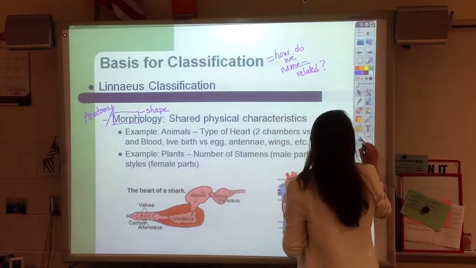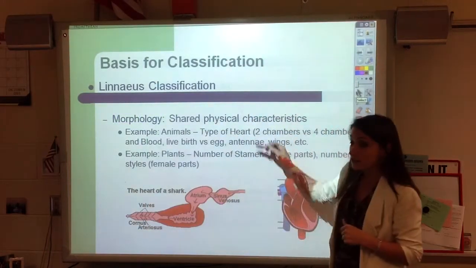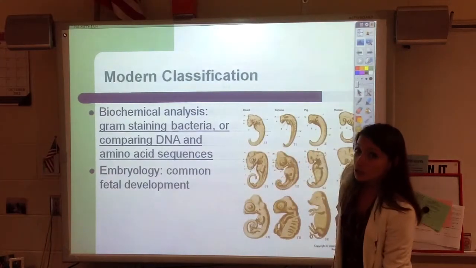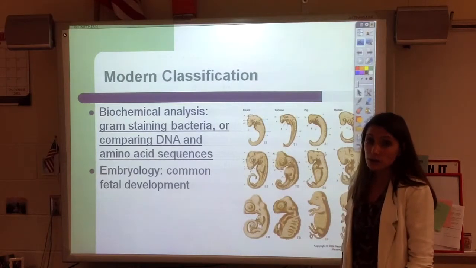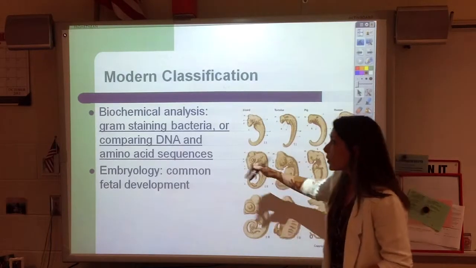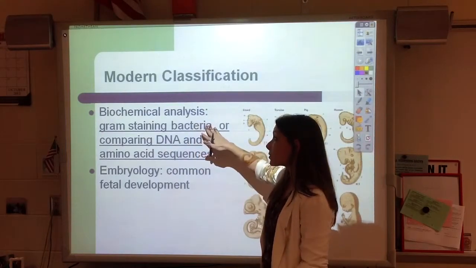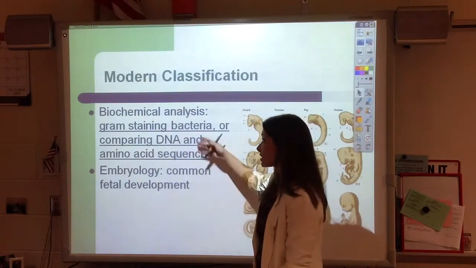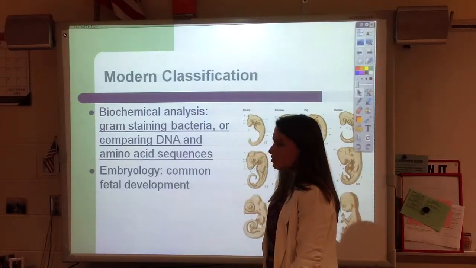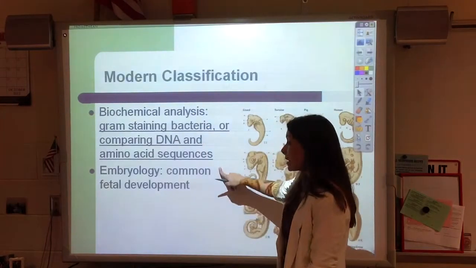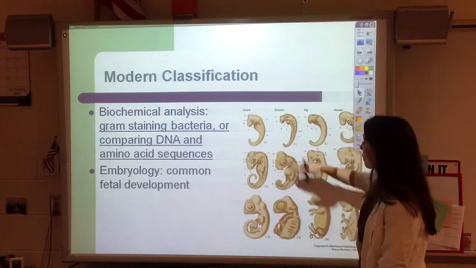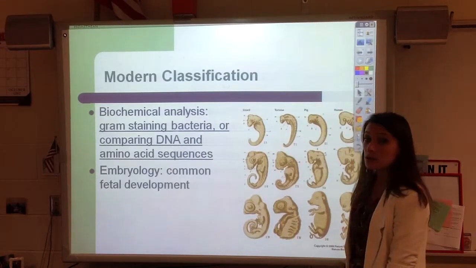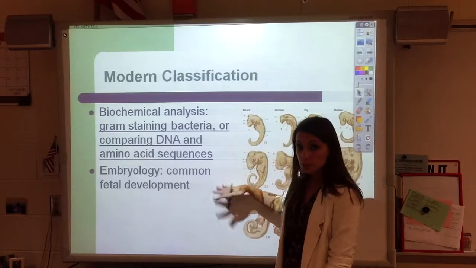Next we can look at something more modern. This is how classification started. But now that we have tools to look at DNA, this is, remember, one of the most reliable ways to tell if organisms have a relationship. So we can look at the biochemicals. We can mainly compare DNA and amino acid sequences. That's going to be the main example of biochemical. And we've talked about that a lot already. Embryology is going to look at development. So if we look at different organisms as they develop, we can actually see that they have certain things in common. So we can use how you develop to tell if we're related.